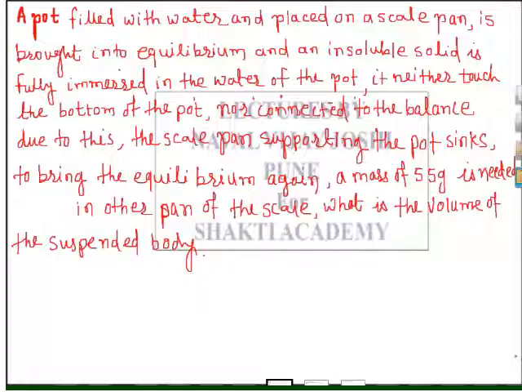A pot filled with water and placed on a scale pan is brought into equilibrium, and an insoluble solid is fully immersed in the water of the pot. It neither touched the bottom of the pot nor connected to the balance. Due to this, the scale pan supporting the pot sinks.